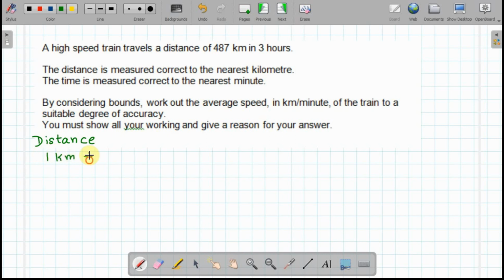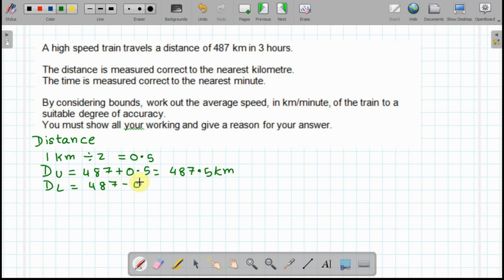I'm going to divide it by 2, half it, so that gives me 0.5, and I add and subtract. So distance upper bound will be 487 plus 0.5, which gives you 487.5 kilometers. And distance lower bound will be 487 minus 0.5, which is 486.5 kilometers. So I got the distance upper bound and the distance lower bound.